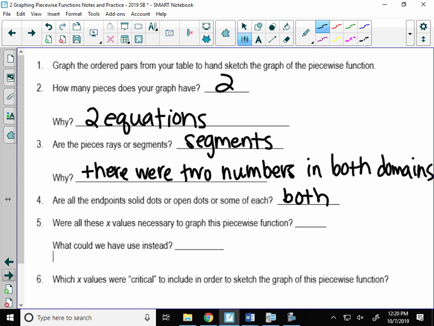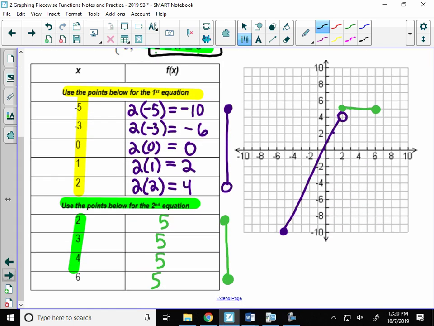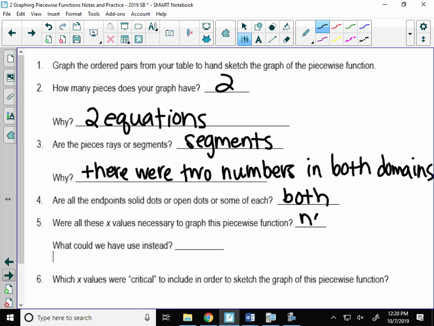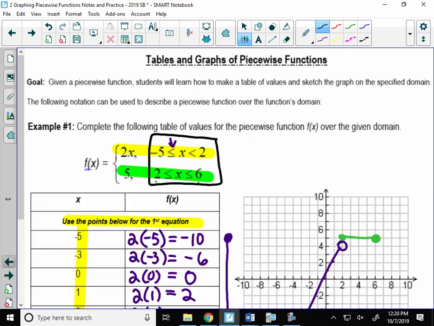Okay? Now, when I made this graph, was it necessary to use every single point that was in this table? No. Okay. So, no, I made you do extra work. Which points should we have condensed it down to? Just the endpoints. Now, the endpoints, what does that mean? Where would you find those endpoints? The numbers in the inequalities, the numbers in the domains.